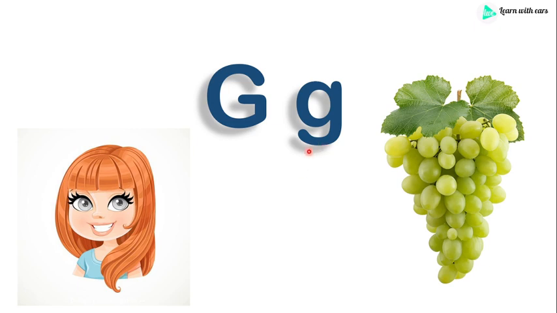G, g. Girl, girl. G, g. Grapes, grapes. Remember, letter G also makes two sounds, hard sound and soft sound. If you want to learn the hard sound and soft sound of letter G, you can find the link in the description.